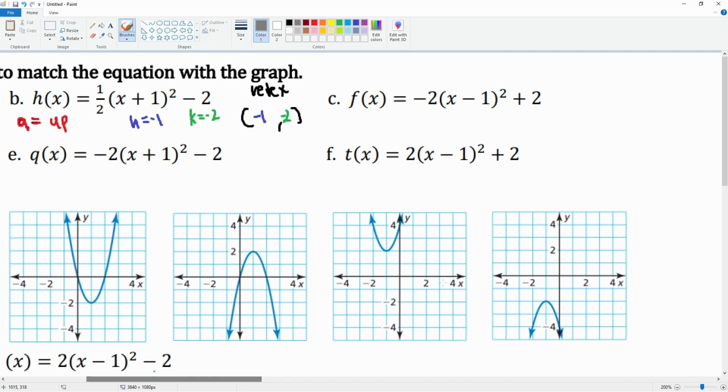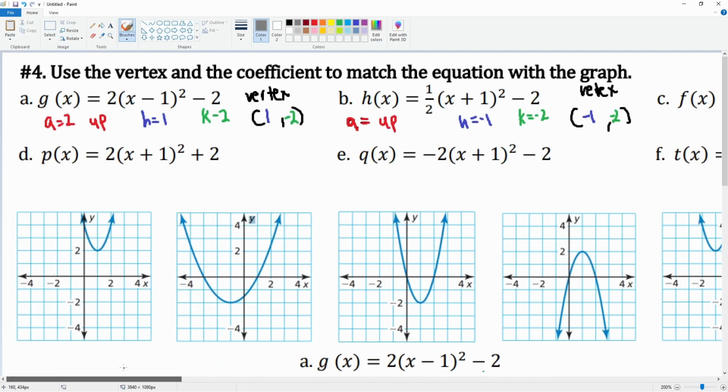-1 comma -2, nope. Let's see, -1 comma -2 that opens up. Yes, it is this one. So we can grab it and bring it over here. I don't think I have room. You know what? I'm just going to write it. I think that would be better. So this one is 1/2 times (x plus 1) squared minus 2. Okay, so that's b. I'm just going to mark those off because I already got those.